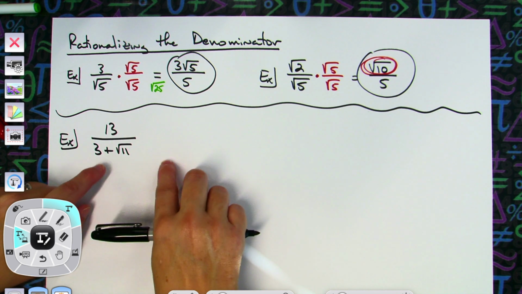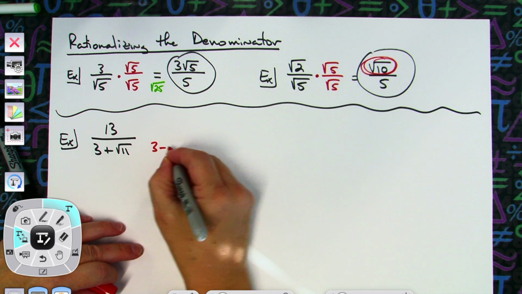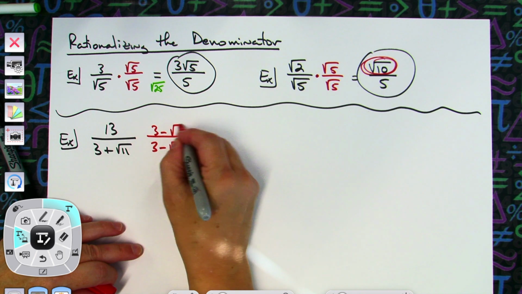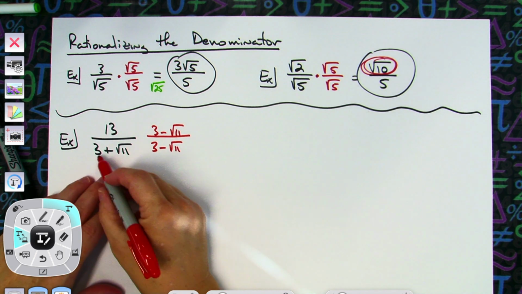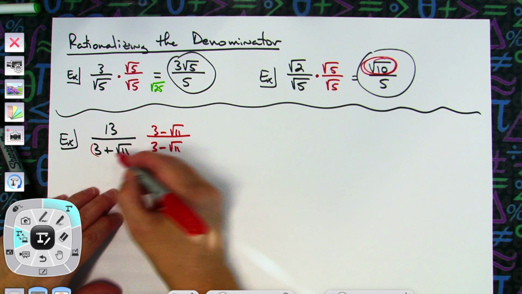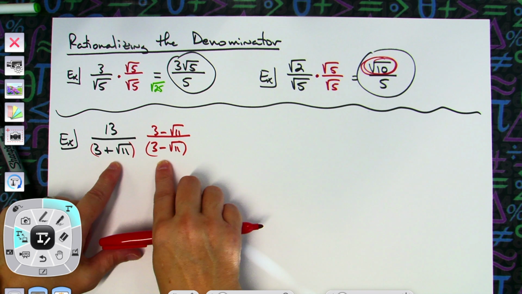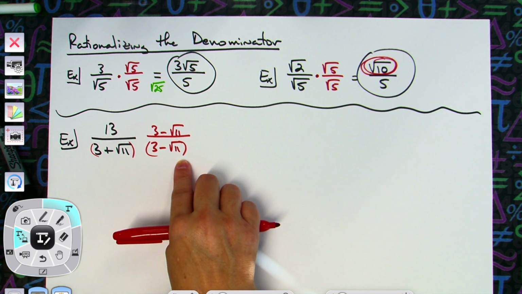That's because if I choose 3 minus square root of 11 over 3 minus square root of 11, number one, it's called the conjugate. But if I multiply this binomial times this binomial, that's the factored form of the difference of two squares. So if I FOILed this out on the bottom, I'm only going to get two terms. I'm going to get the difference of two squares.